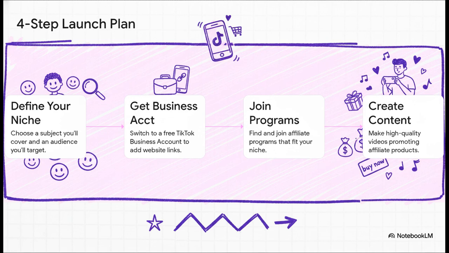Ready to get started? Here is your 4-step launch plan. First, know your niche. What are you all about? Sustainable living? Vintage tech? Own it. Second, you have to switch to a business account. It's totally free and you need it for adding links. Third, go find and join some affiliate programs. And finally, the engine that drives it all. Create great content and do it consistently.